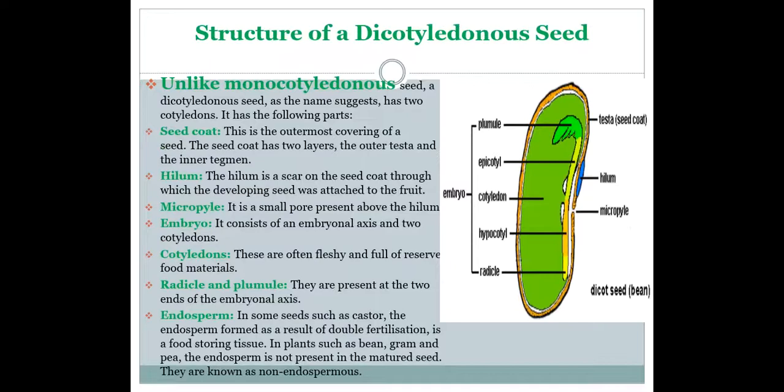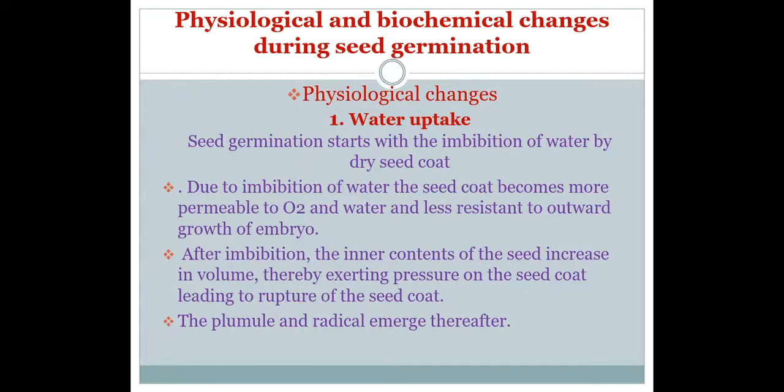Next is embryo. It consists of an embryonal axis and two cotyledons. These are often fleshy and full of reserve food material. Radicle and plumule are present at the end of the embryonal axis. Next is endosperm. In some seeds such as castor, the endosperm is formed as a result of double fertilization. It is a food storing tissue.